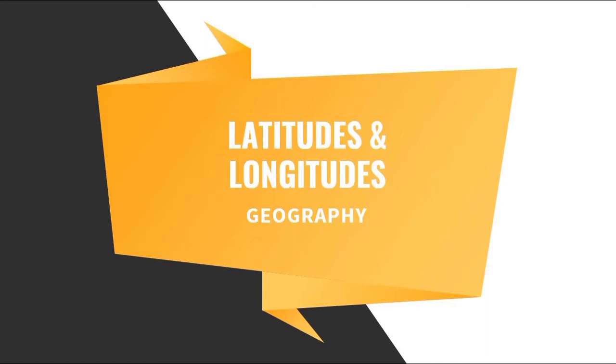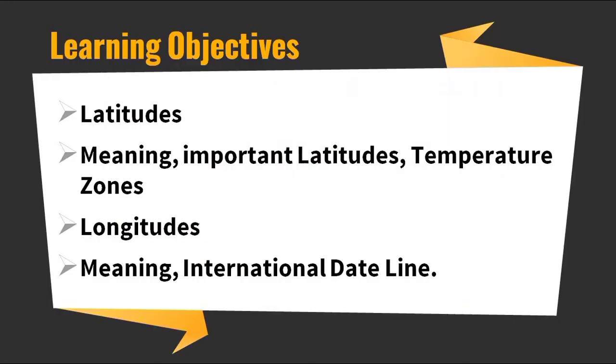Today we will start our second chapter of Geography class 6. In this chapter we will learn about our Earth, globe, imaginary line. So let's start with the learning objective. As you can see here, these are our learning objectives. We will learn about latitudes, meaning of the latitudes, important latitudes and temperature zones. Then we will learn about longitudes, meaning of the longitudes, international dateline and all.